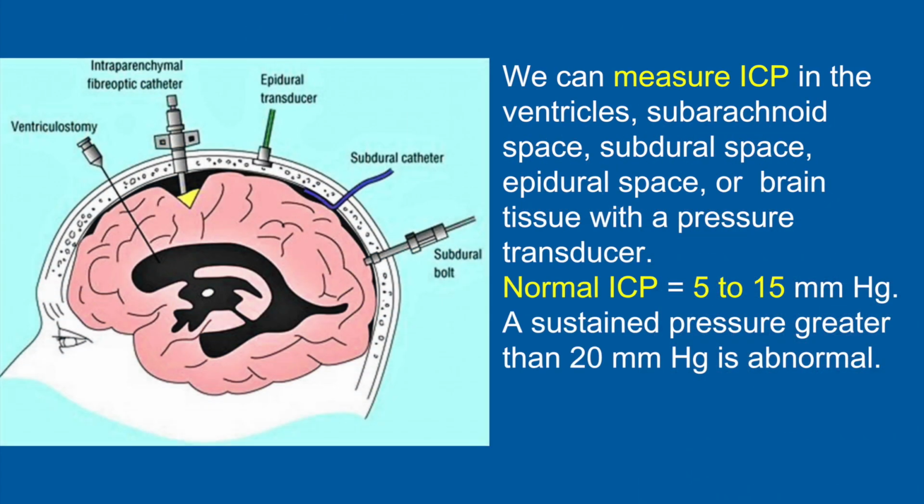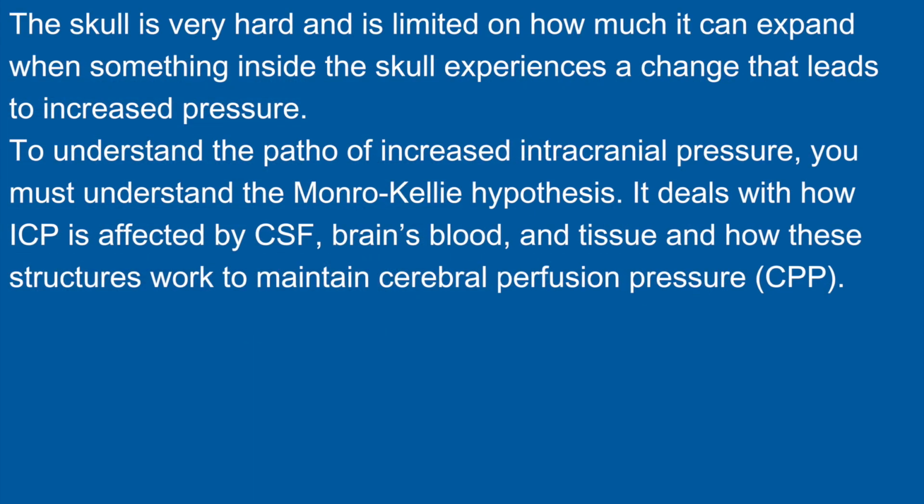We can measure ICP in the ventricle, subarachnoid space, subdural space, epidural space, or brain tissue with a pressure transducer. Normal ICP is 5 to 15 mmHg. A sustained pressure greater than 20 mmHg is abnormal. The skull is very hard and is limited in how much it can expand. When something inside the skull experiences a change, it leads to increased pressure.